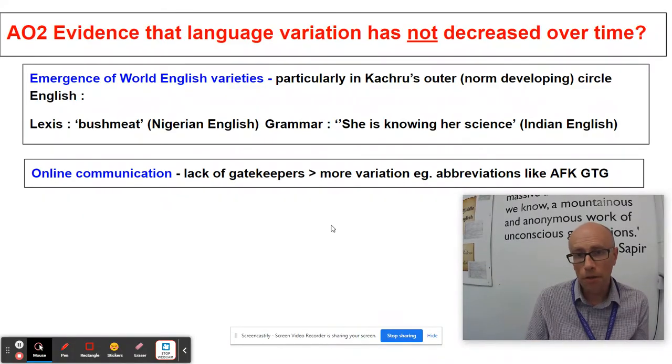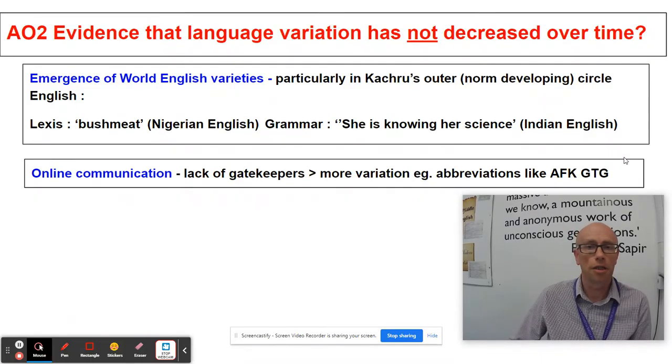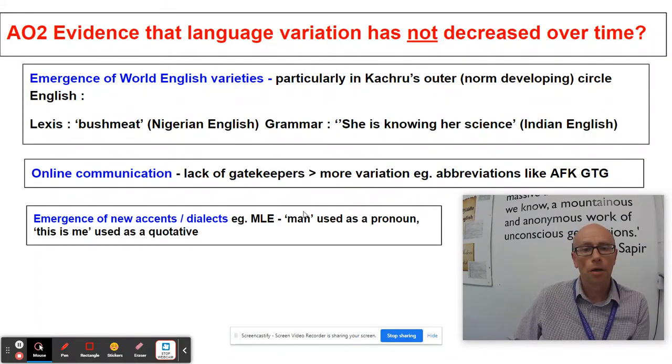So if you're in the gaming community, you're probably using abbreviations like AFK and GTG, like we've got to go, in your communication. So we've got all of these sub-genres that are happening, which are making language variation actually increase. We've also got the emergence of new accents and dialects. So you've got things like good old multicultural English, which has obviously been impacted on very much by migrations, and is very much an aspect of what's happening in London.